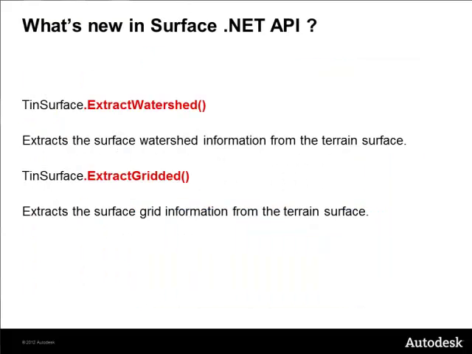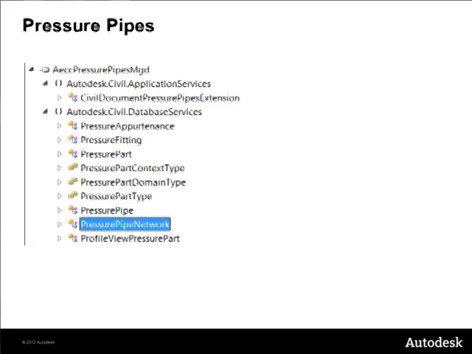Other enhancements in the Surface .NET API include Extract Watershed, which extracts the surface watershed information from the terrain surface, and Extract Grid, which extracts the surface grid information from the terrain surface. Pressure pipe network is new in the Civil 3D 2013 release, and some of the functionalities related to pressure pipe network are also exposed in the .NET API.